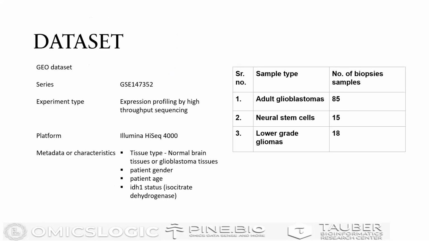So for my study, I came across a dataset from the NCBI GEO database, as shown in the slide. There are 118 samples, which consist of adult glioblastoma with 85 samples, neural stem cells with 15 samples, and lower grade glioma with 18 samples. On analyzing the metadata, I found that it has IDH status in only 86 samples.